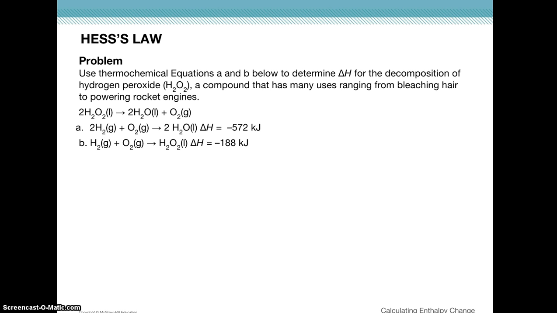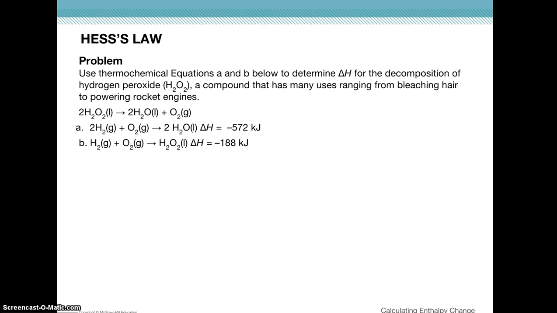So it says use the thermochemical equations A and B below to determine the delta H for the decomposition of hydrogen peroxide. Here's the formula that we want to get, and we're trying to find the delta H for that reaction. And we have these other two reactions we can work with that we know the delta H of. So we're going to try and find a way to add together A and B so that it equals this equation right here.